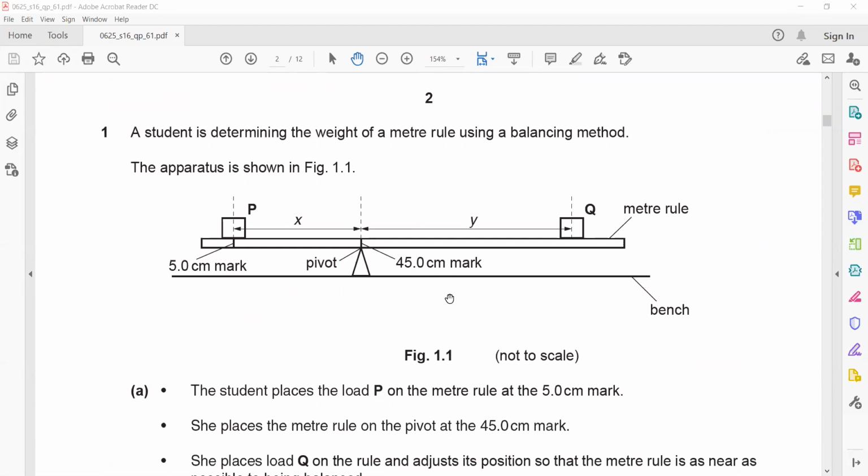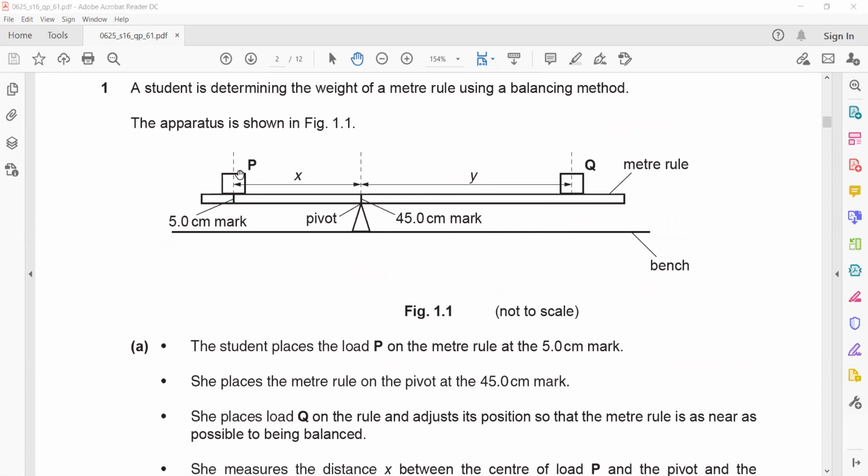So question number one, a student is determining the weight of a meter rule using a balancing method. So he's finding the weight of the meter rule using a balancing method. The apparatus in figure 1.1 is shown. A pivot is there at 45 centimeter mark, and P is there at 5 centimeter mark.